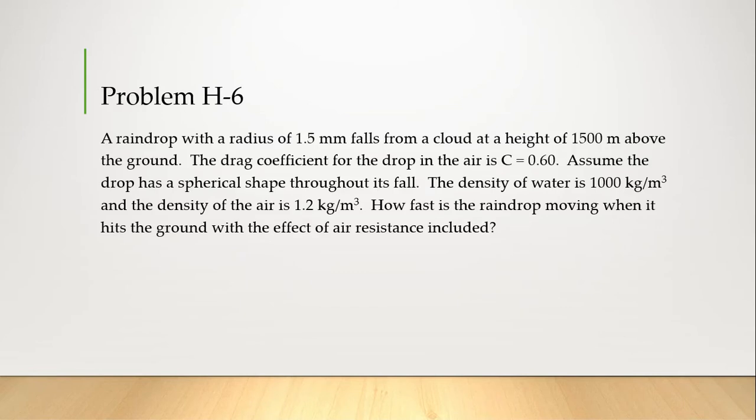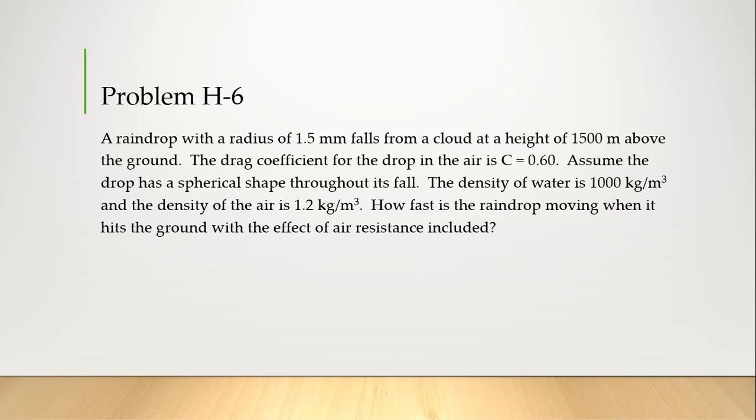So let's do a quick problem dealing with air resistance. And let's say we have a raindrop with a radius of 1.5 millimeters and it falls from a cloud at a height of 1,500 meters. This is not all that unreasonable. Most of the clouds that you would have rain coming out of, that would probably be about the elevation most clouds are. We've done the drag coefficient in the air and found that it's 0.6 for a raindrop.